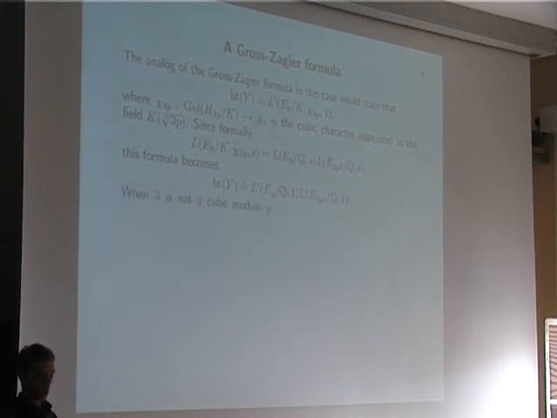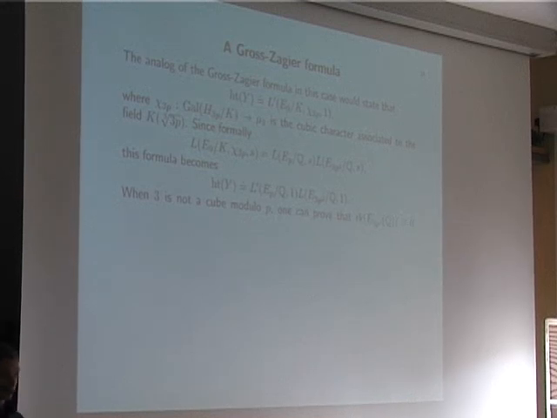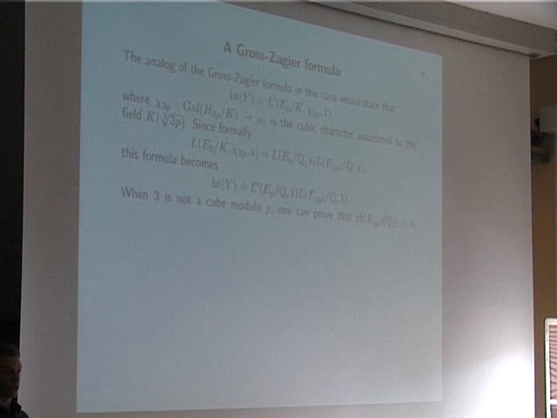So you can look at that. When 3 is not a cube mod p, you can do a 3 descent and show that the rank is equal to 0.